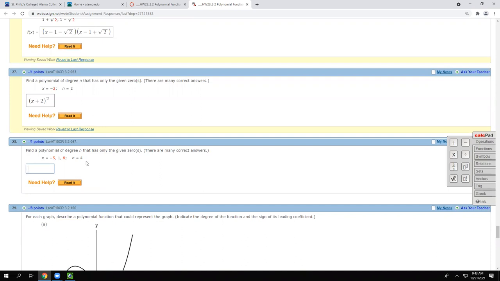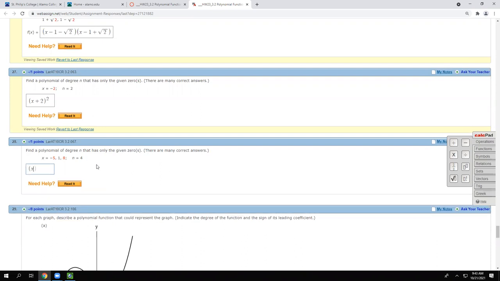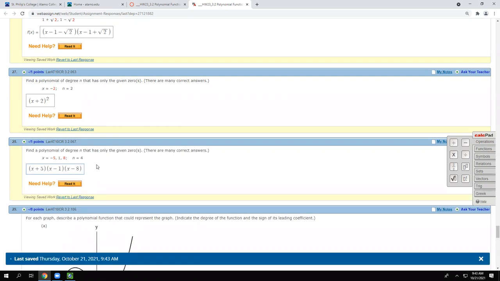I have to have a power of 4. There are 3 possible answers here. Because I'm going to get a plus 5 for one of my factors. I'm going to get an x minus 1 for one of my factors. And I'm going to get an x minus 8 for one of my factors. There's a problem, though. I'm supposed to have a polynomial of degree 4, right? Somebody's got to get squared. And that's why I said there's 3 possible answers here.